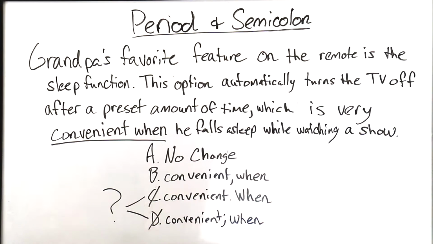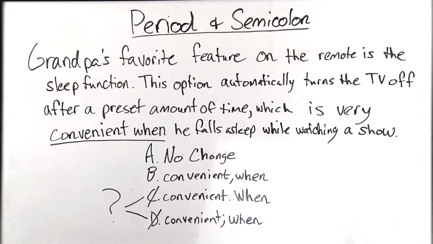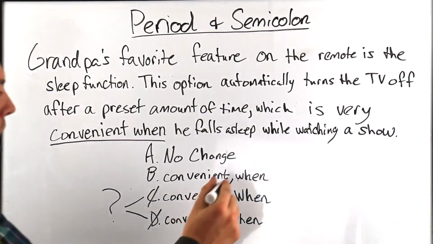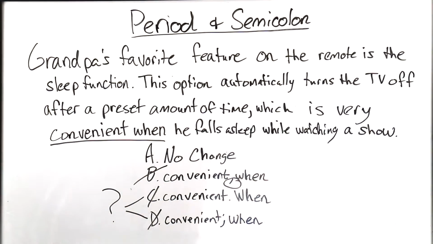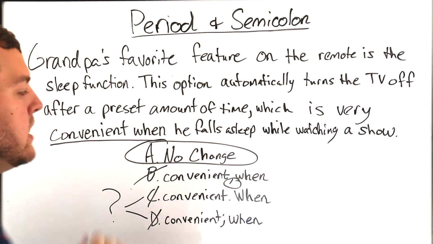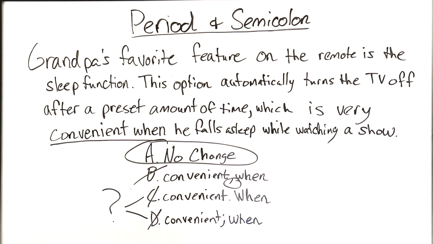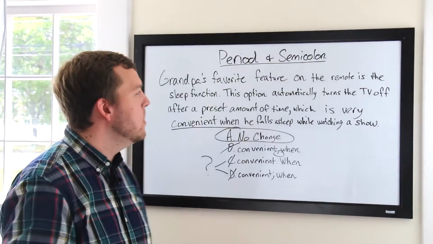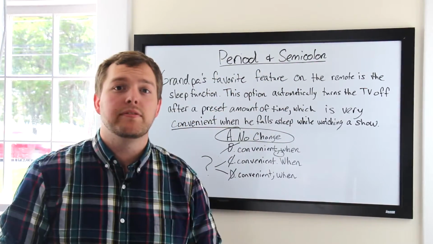So having a period or having a semicolon there would actually be incorrect because we don't have two independent clauses there. As I said, any kind of punctuation here would result in an incorrect answer. So this comma used here actually creates a comma splice, making this answer invalid. What we are left with is actually keeping it the same as it is, no change, and we have this option automatically turns the TV off after a preset amount of time, which is very convenient when he falls asleep while watching a show. Remember, in most cases, a period and a semicolon are going to function the same way.